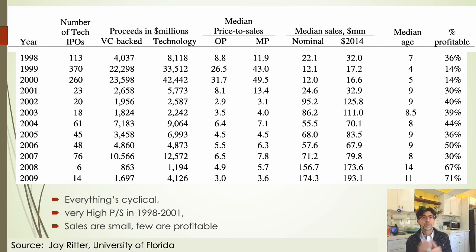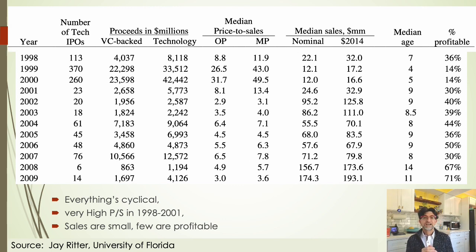Let's just look at column one, but you can look at all these columns on your own. Number of tech IPOs. There are more IPOs when the market's hot, when the stock market's going up, when the NASDAQ's going up. This just makes common sense, right? It just makes sense. Proceeds, same thing. Proceeds are higher when the market's going up and when the companies are valued more.